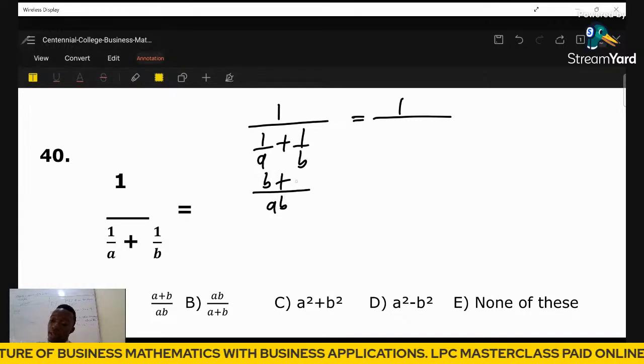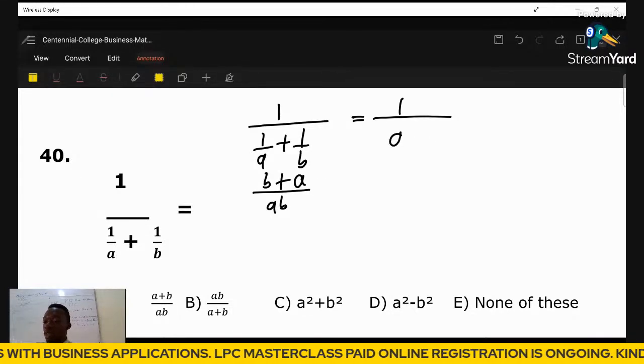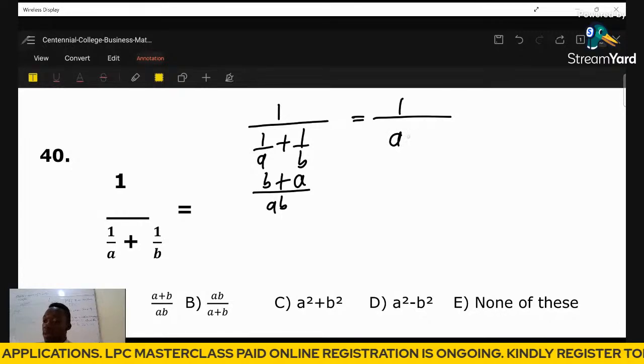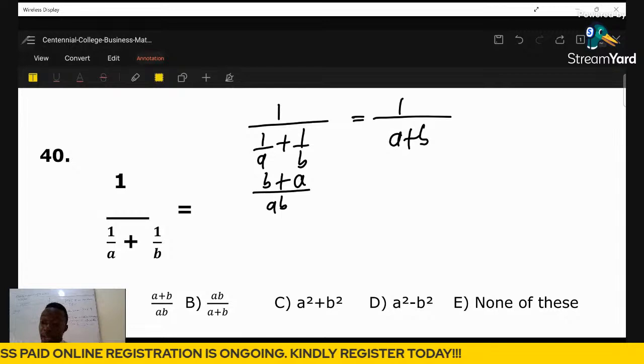The A here. So we have what? A here. Is that okay? So we're going to have here to be what? B plus A or A plus B. Remember, addition is commutative. If I have B plus A, it's the same thing as A plus what? B. And then divide all by what?